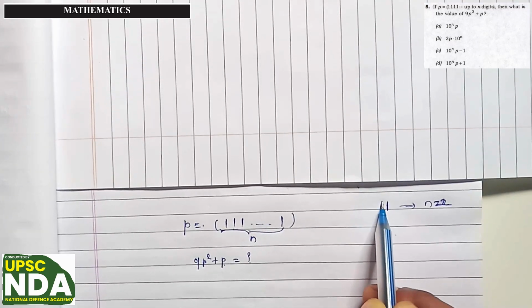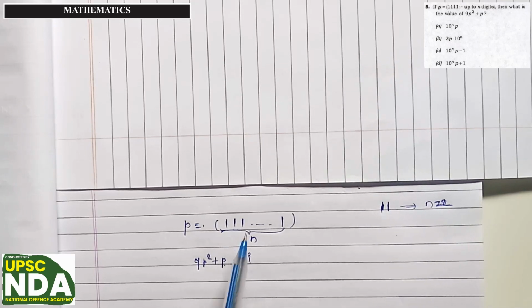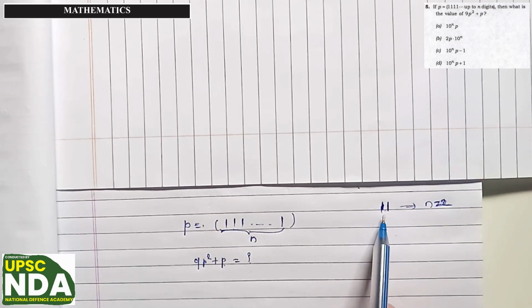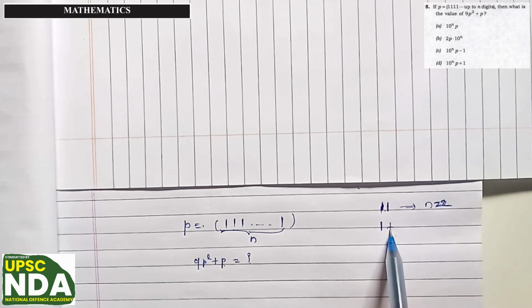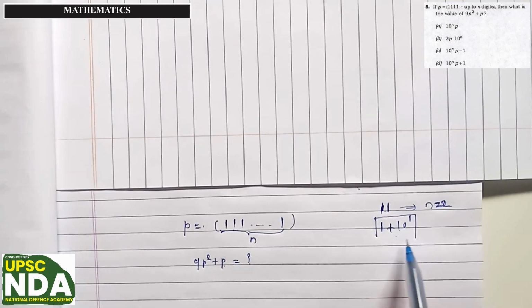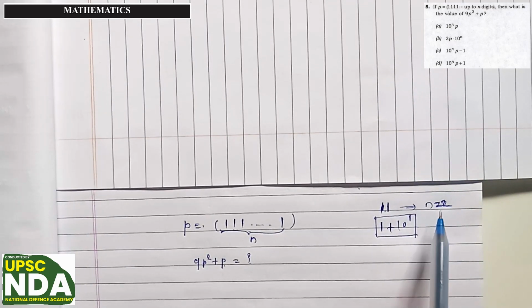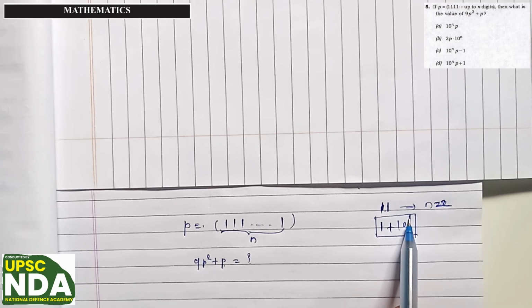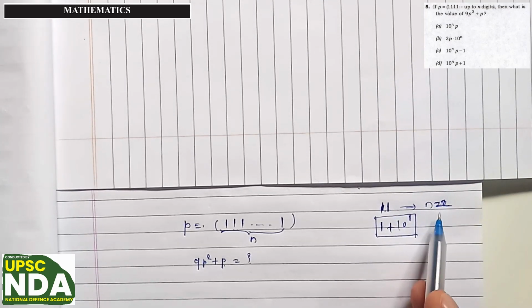Let me explain some general case. How can we write the general result for this p? If I consider 11, two times 1, then we write 1 plus 10 raised to 1. So I write 11 as 1 plus 10 raised to 1. When n is 2, we write 1 plus 10 raised to 1. That means the power is lesser than n by 1.